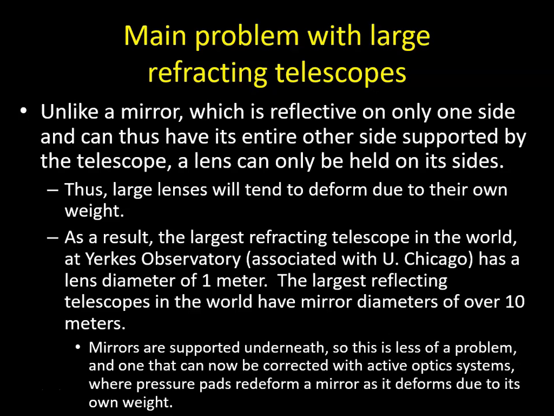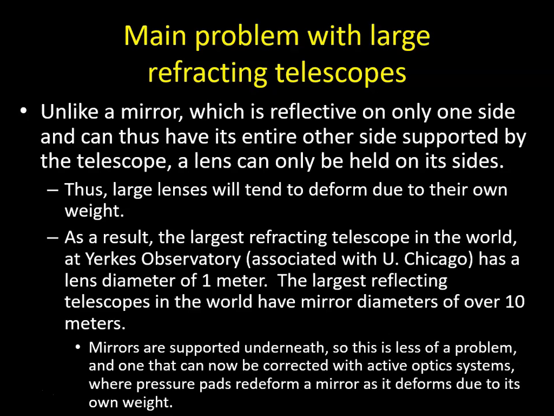Now, you can overcome that with mirrors because mirrors are supported underneath. So what you can do is you can use something called active optics. As the angle of your telescope changes, you can have a computer gradually apply more pressure to different parts of the back of that mirror to help it maintain its shape so that the image doesn't end up getting affected by its own weight. So you can do this with reflecting telescopes because you can just apply pressure in the back of the mirror.